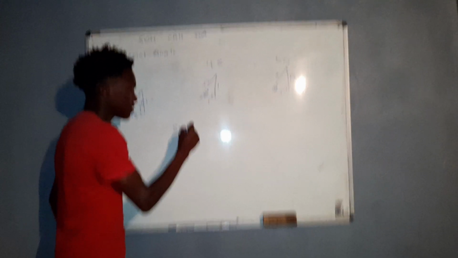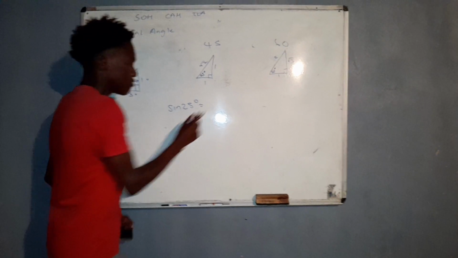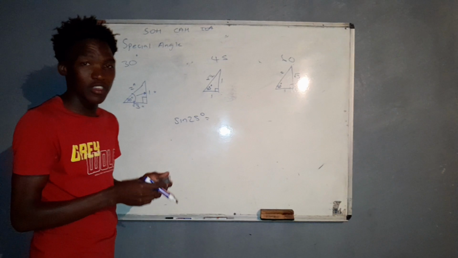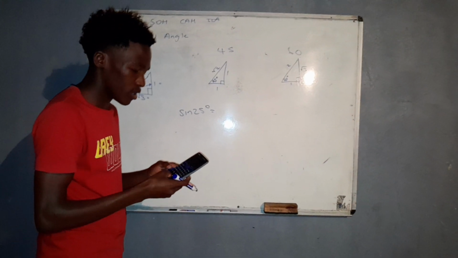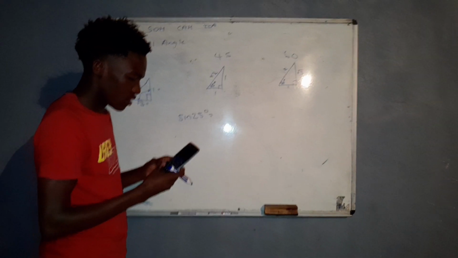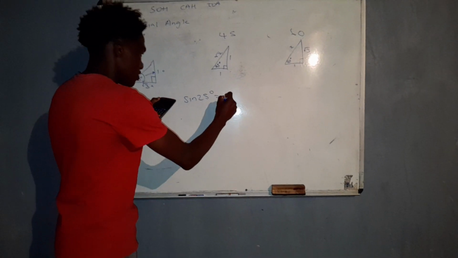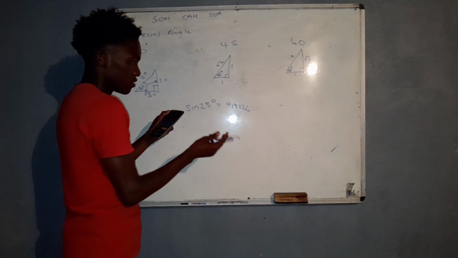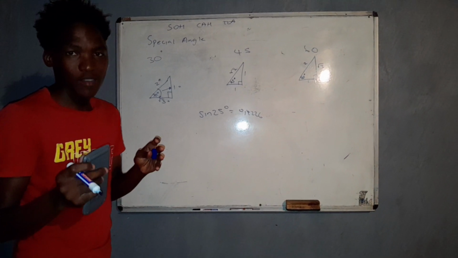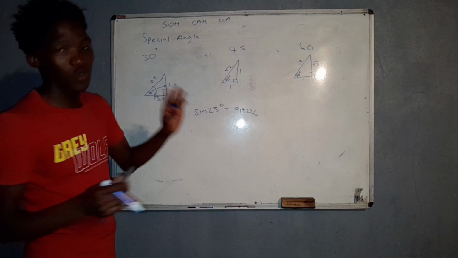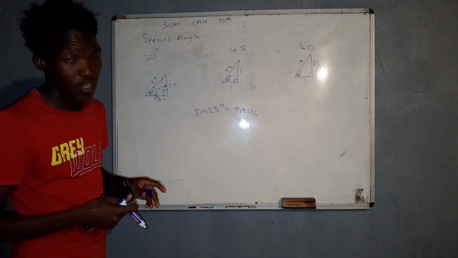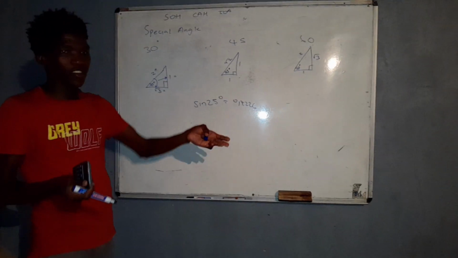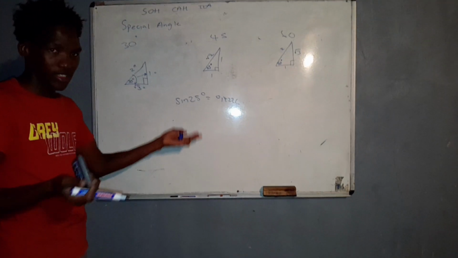Let's say you are given sine 25, and for you to solve this, you will definitely need to use a calculator. Sine 25 is going to give us 0.4226 and so forth. But when it comes to special angles, you really don't need to use a calculator. You just need to remember the lengths of the sides of these right angle triangles, and that is it.